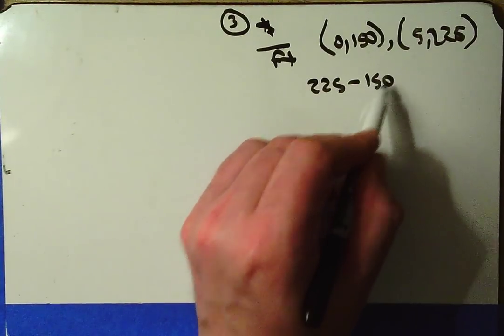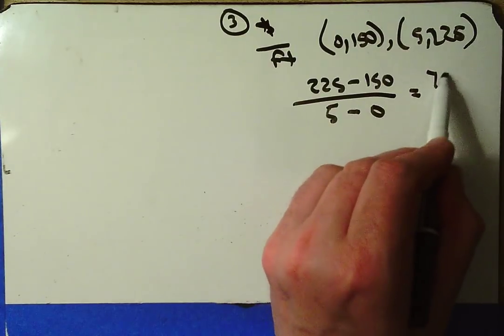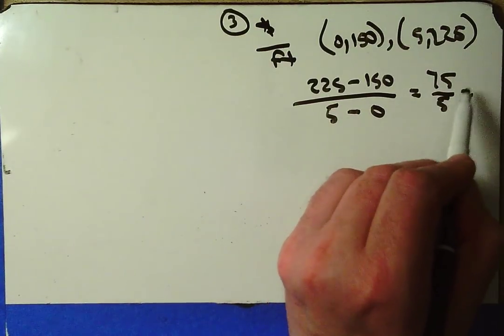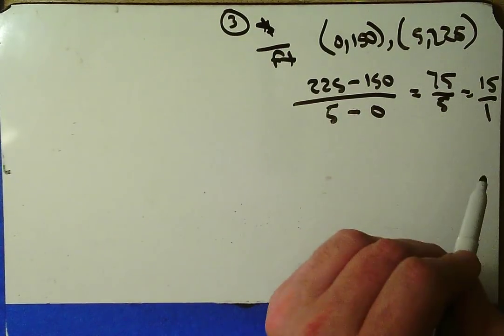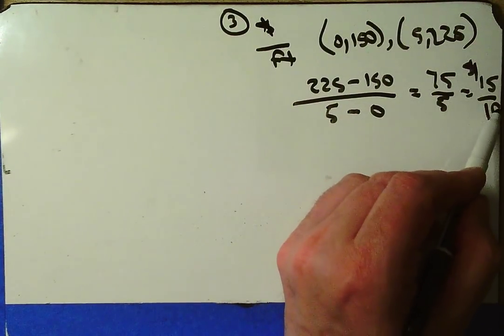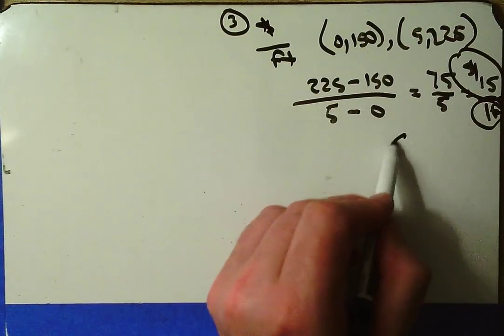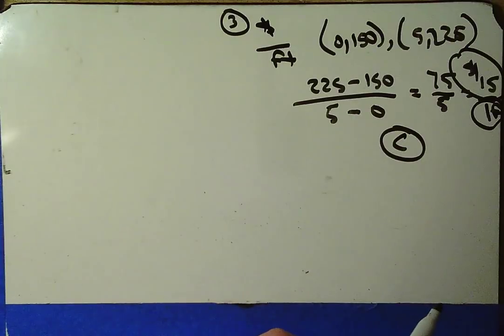And so I'm going to use the slope formula here. 225 minus 150 over 5 minus 0. That's 75 over 5, or 15 over 1. This is dollars per foot. What's the cost of 1 foot? $15. And that corresponds with choice C.